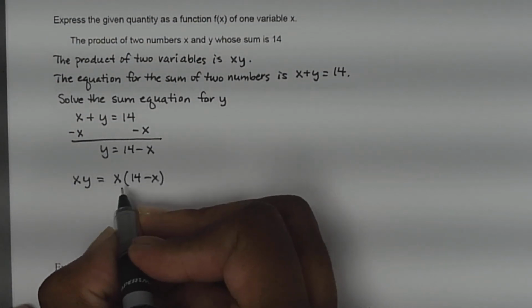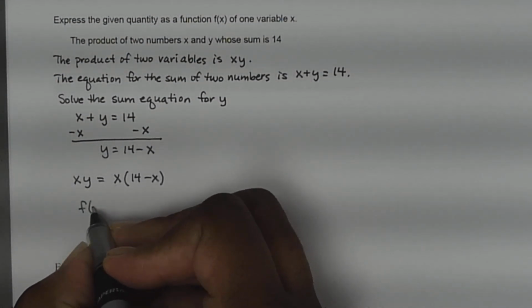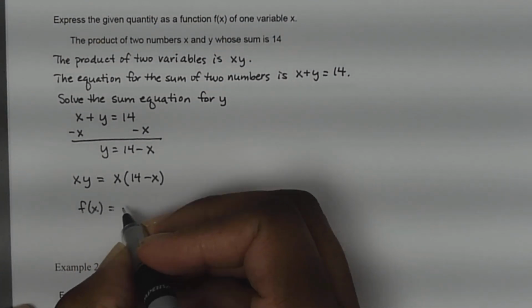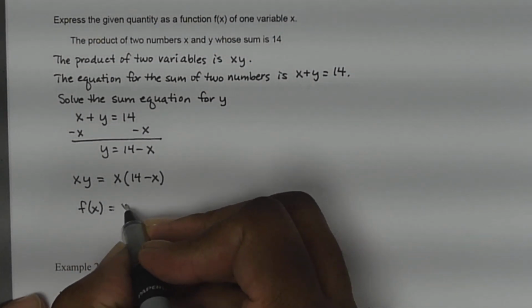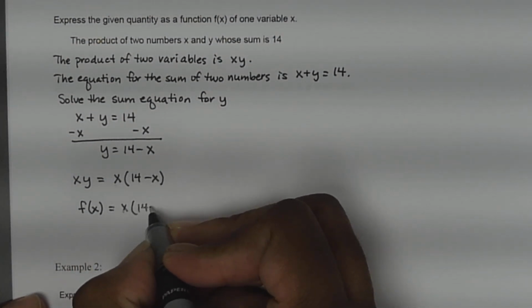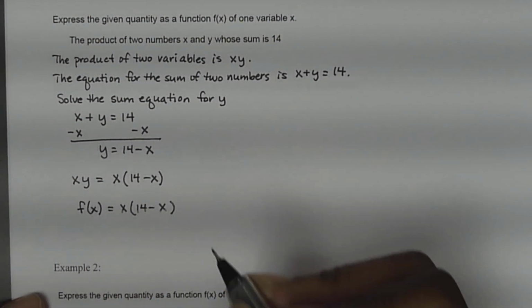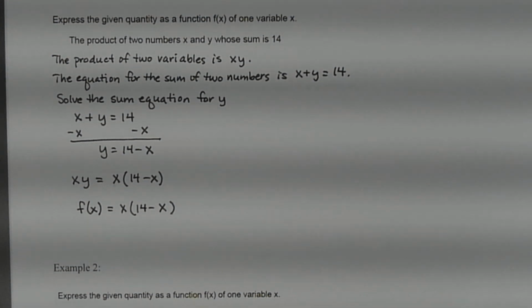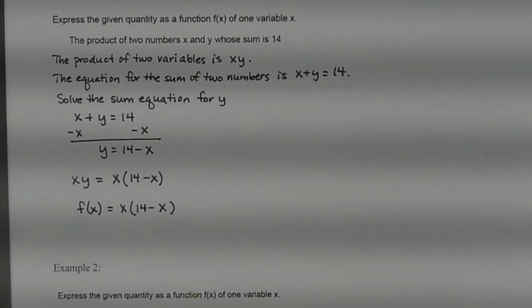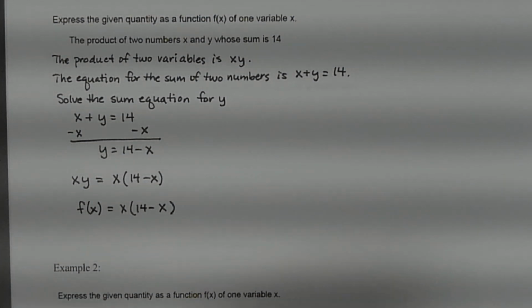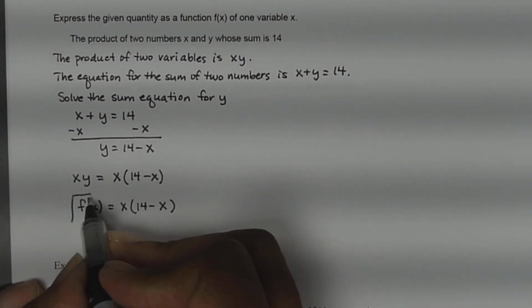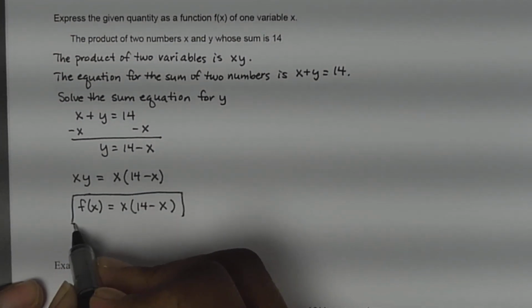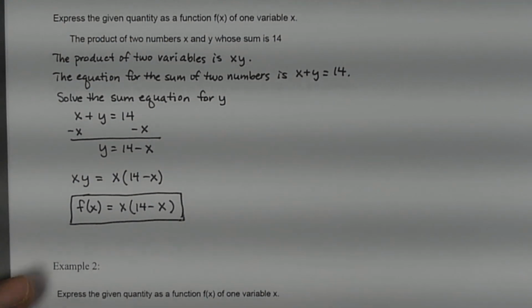So that x times the quantity 14 minus x represents what f of x is. x times the quantity 14 minus x. So that would be the quantity as a function f of x in a single variable. And that is what they're looking for. Go ahead and box that in as the answer.